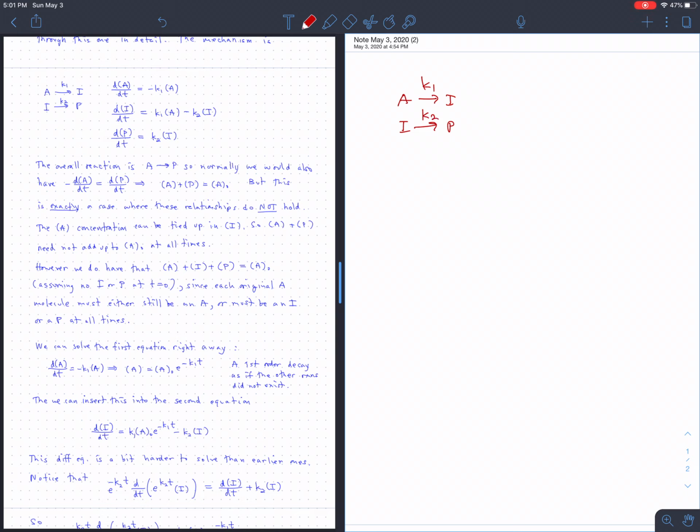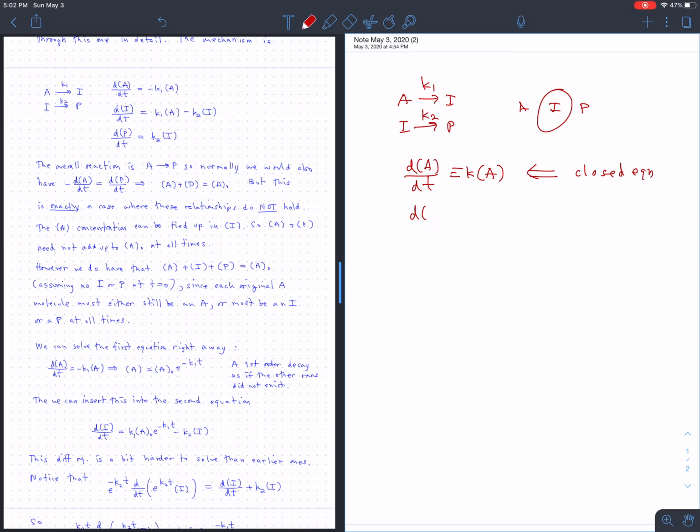We can write the rate equations for all the species, right? A and I and P, I an intermediate, that's important. And so let's write the rate equations. dA/dt is equal to minus K1 times A. It doesn't depend on anything else, so this is already a closed and complete equation.